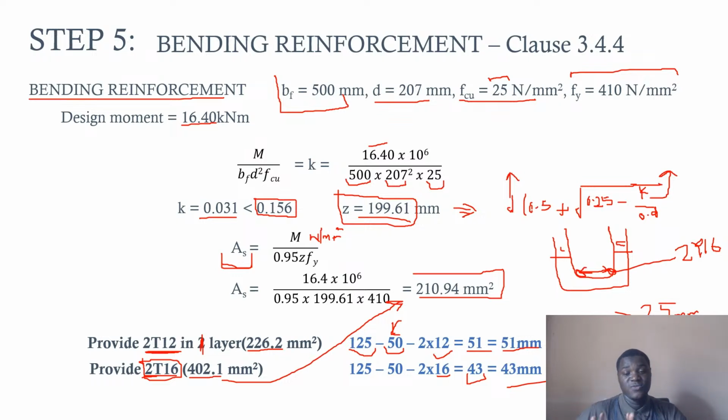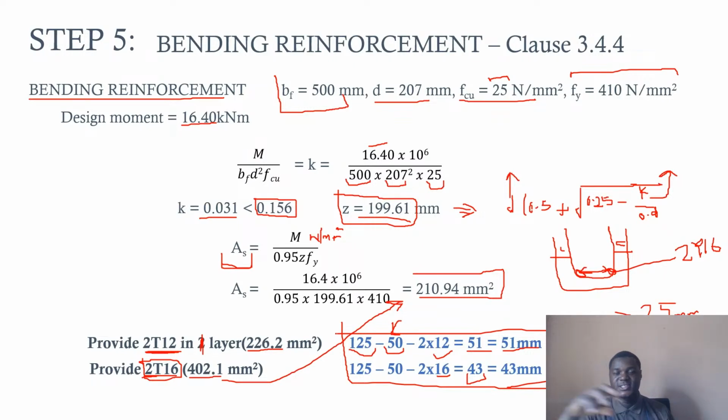During casting, you are not going to have issues in terms of the aggregate size entering the space between the reinforcement. This simple calculation here is important for detailing. So now that we've been able to establish the bending reinforcement, the next thing is to check for the shear reinforcement in the design of rib slab, and that is going to be step 6.